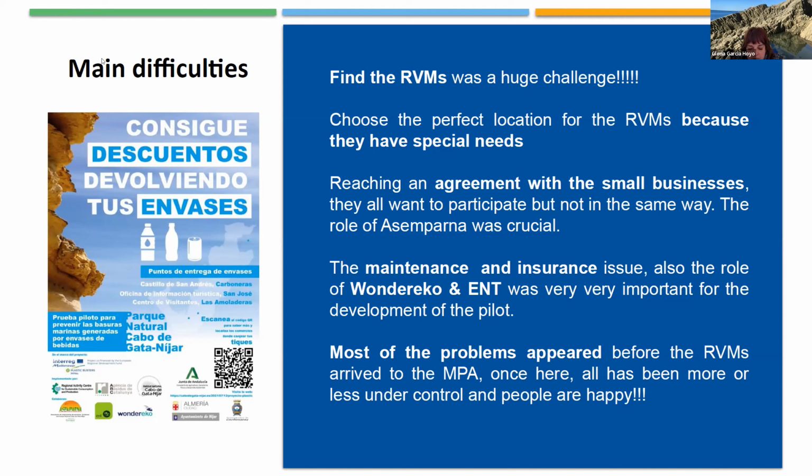The maintenance and insurance issue seems like something of no importance, but you have to have the machines insured. Also, on the last day of the insurance, a strong wind came and threw away one of the reverse vending machines. So thanks that we have an insurance, because you think that nothing is going to happen, but something happens, shit happens, like they say. Most of the problems appear before the reverse vending machines arrive at the MPA, because once we have the reverse vending machines functioning and available to the people, it was all very, very easy. The problems were before, with the reverse vending machines, with the entrepreneurs association, with the insurance, and after that it was just minimal things about maintenance.